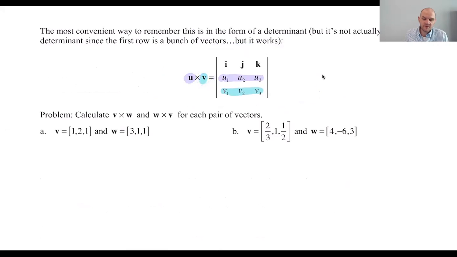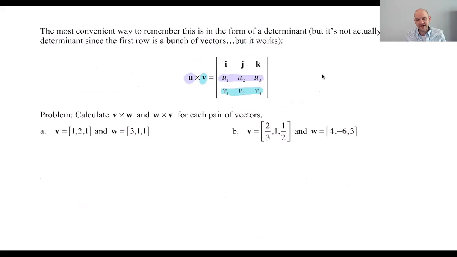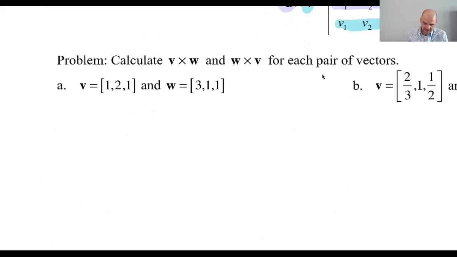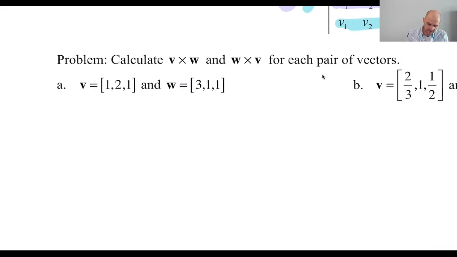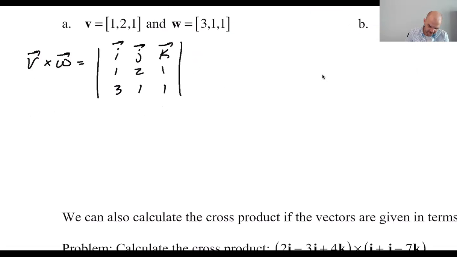And the easiest way to remember it is by using a 3x3 determinant. So let's do that and see if we can find it. So we have to find v cross w and w cross v. So v crossed with w is, okay, so you fill in i, j, k. Once you get to the point in life where you can do these, it's always helpful to write it down, but eventually you'll probably be able to do it in your head. So it's going to be i.